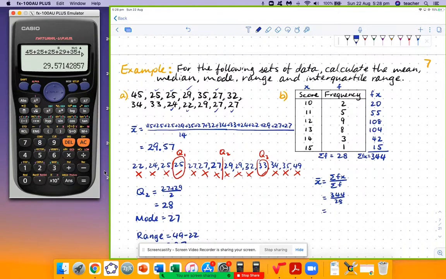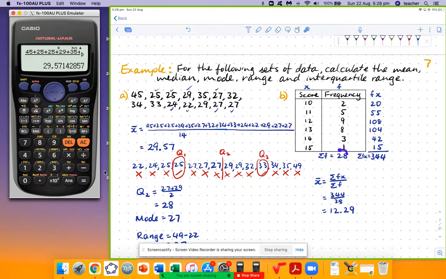Well, that will give us 12.29 or thereabouts. And we can see that's probably going to be a good number. It's probably going to make sense. All right, now to work out the median, we know the median is the middle.